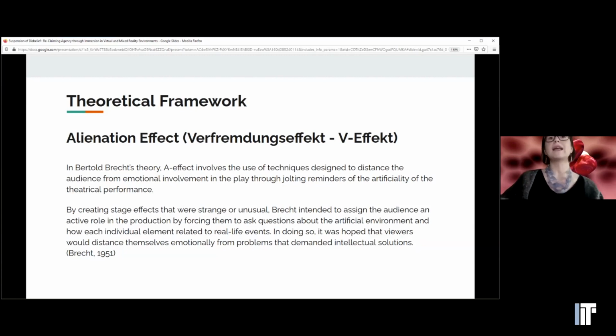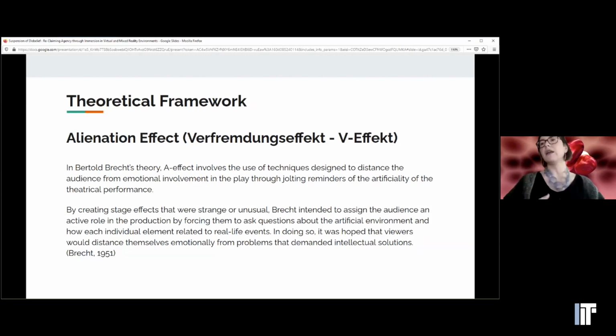By creating stage effects that were strange or unusual, Brecht intended to assign the audience an active role in the production by forcing them to ask questions about the artificial environment and how each individual element related to real-life events. In doing so, it was hoped that viewers would distance themselves emotionally from problems that demanded intellectual solutions.